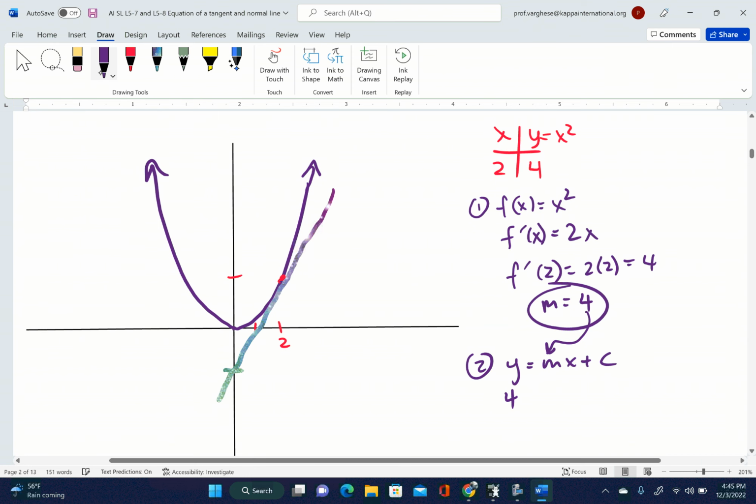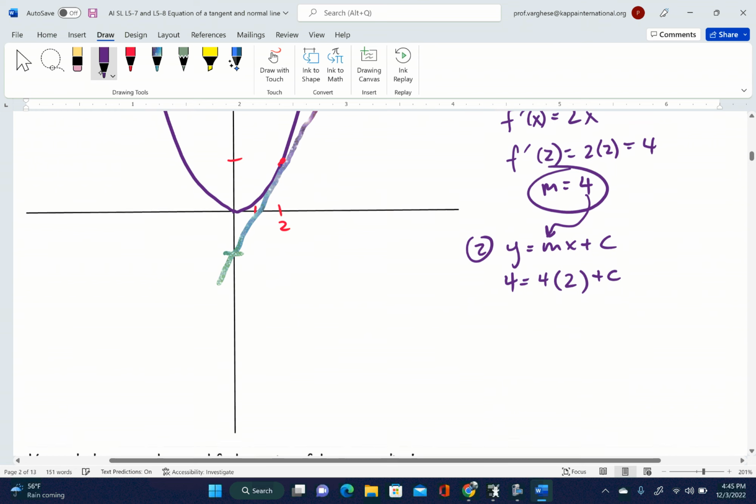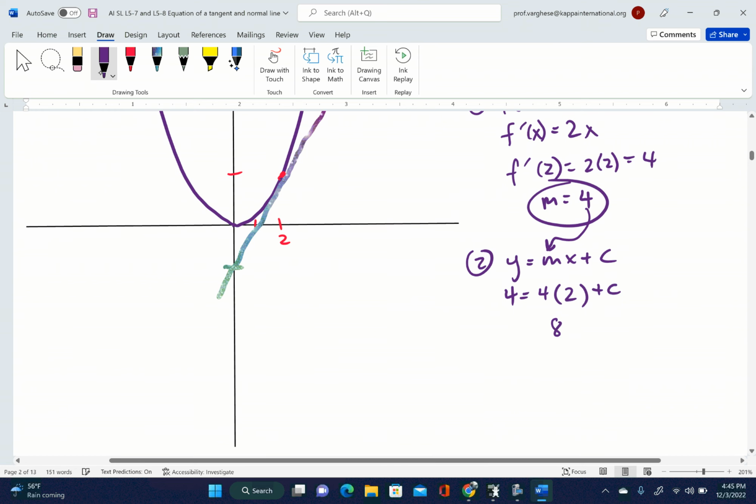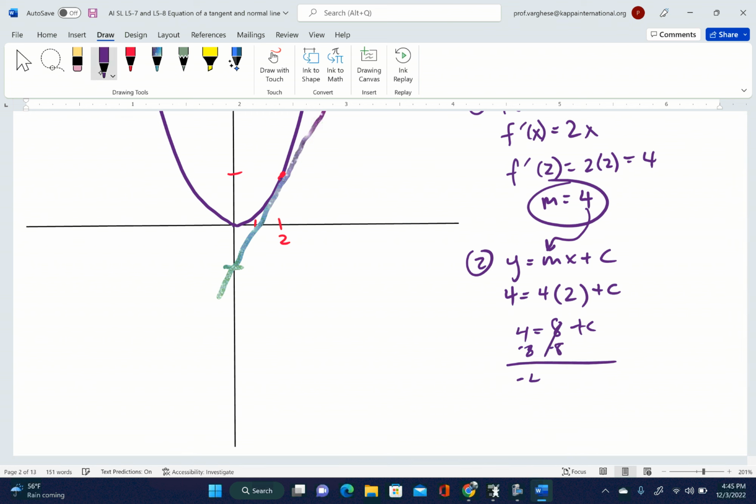So I have 4 is equal to, my m is 4, I just found that in step 1. So 4 times my x is 2. So I'm going to put my 2 there, and I'm looking for what my c is. So 4 times 2 is 8, plus c is equal to 4. Subtract 8 from both sides. So this cancels out. So I have negative 4 is equal to c.